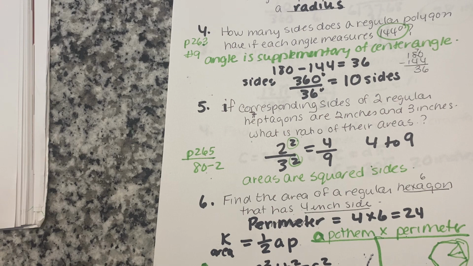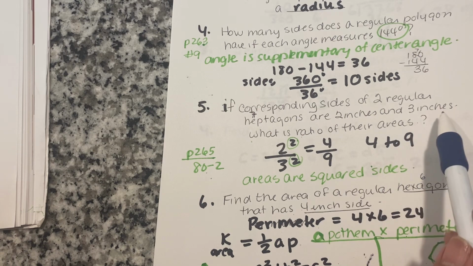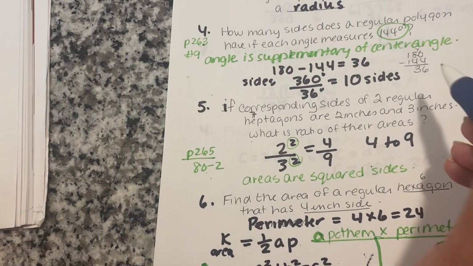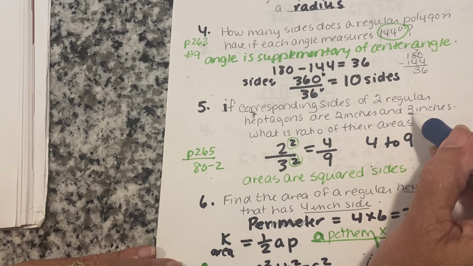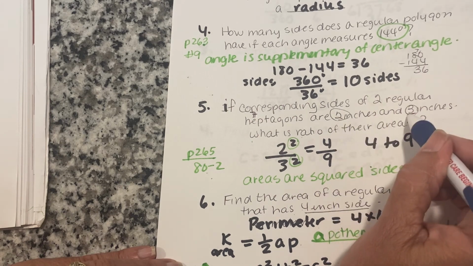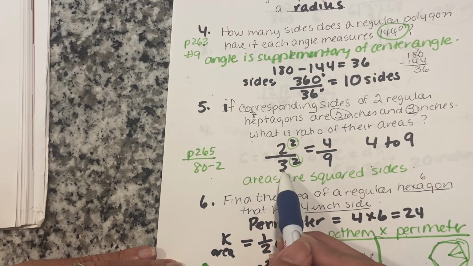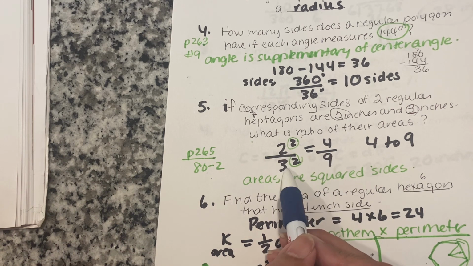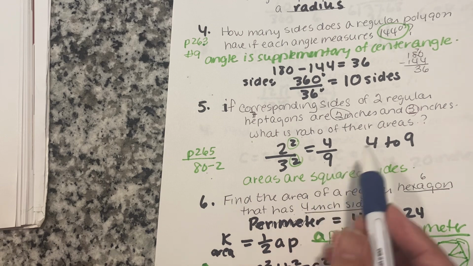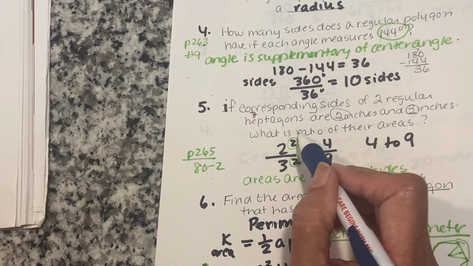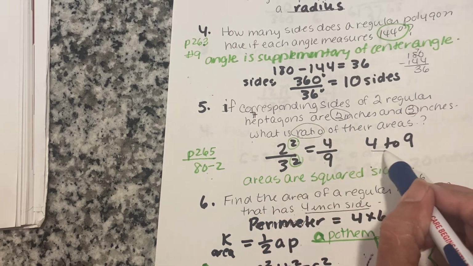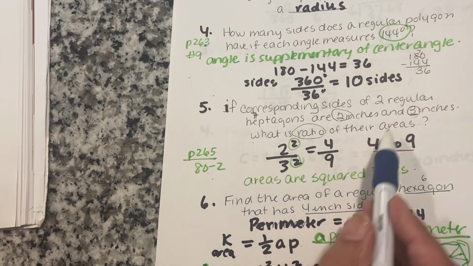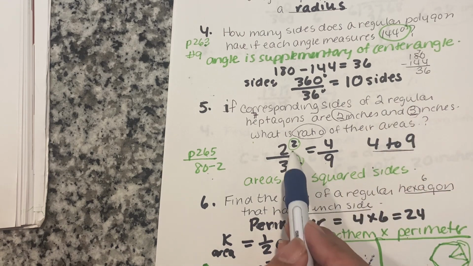So basically when we're comparing sides, we have to square them for the area. So here we have 2 regular heptagons, one that's 2 inches and one that's 3 inches. So 2 squared compared to 3 squared. 2 squared is 4 and 3 squared is 9. So our ratio, which is what they want, is going to be 4 to 9. Basically, all we did was square these two numbers and compare them.